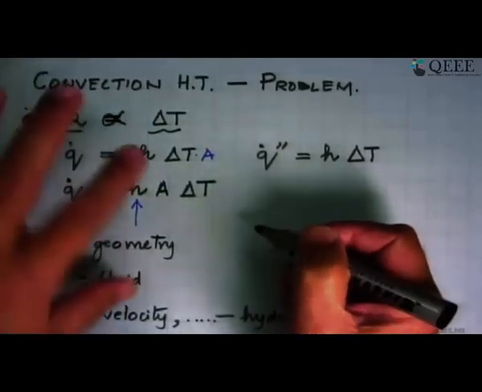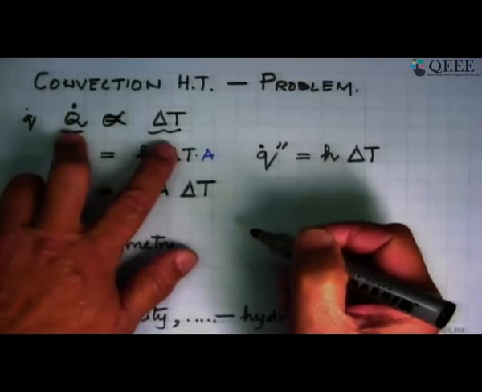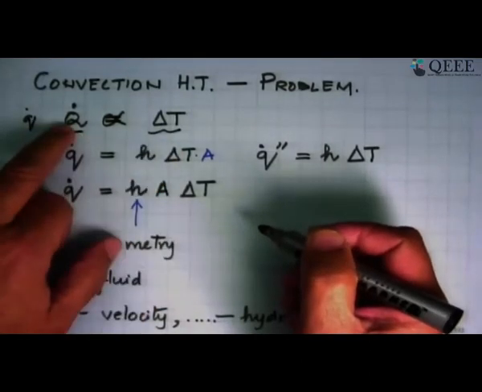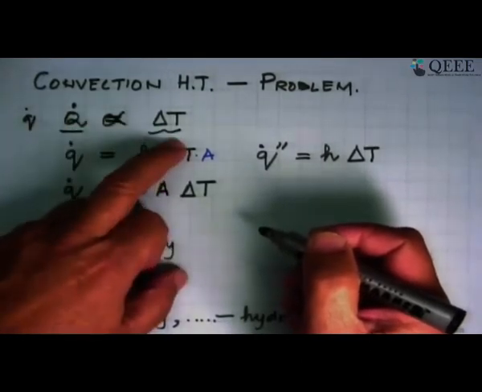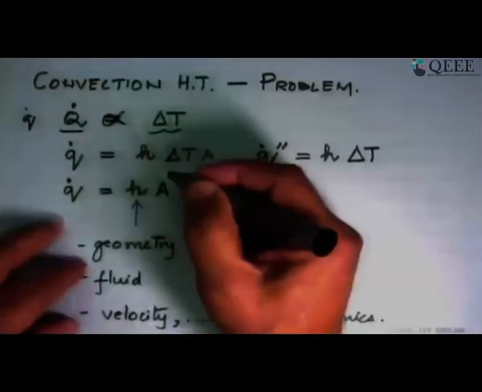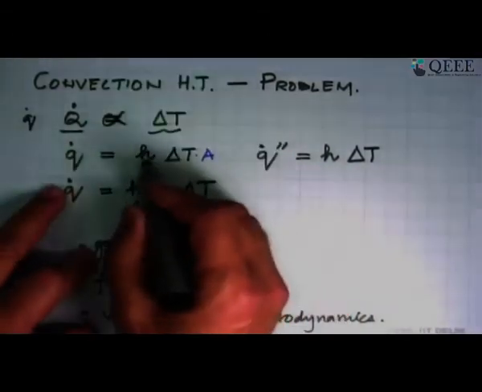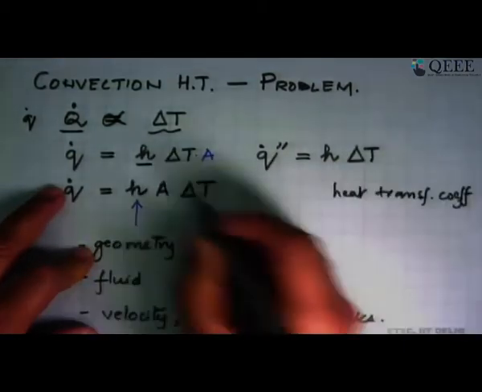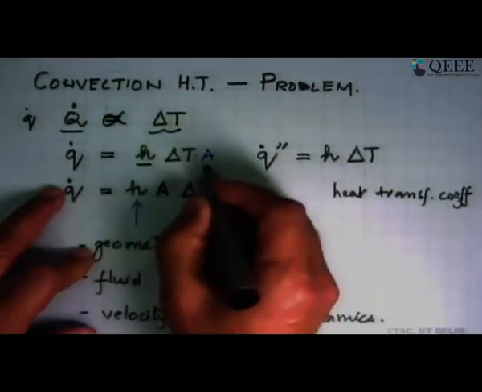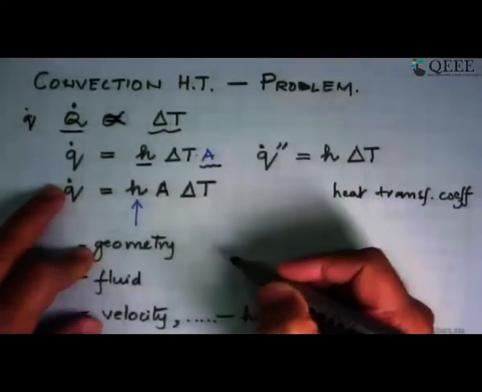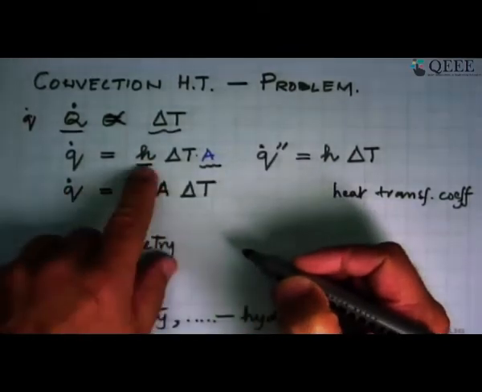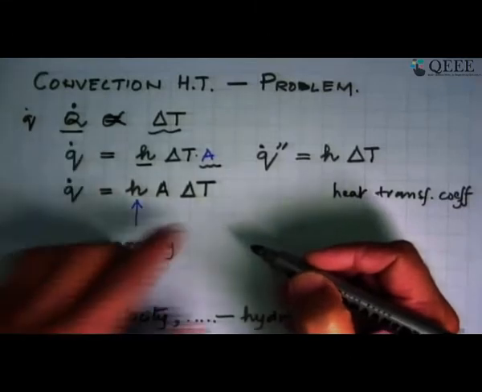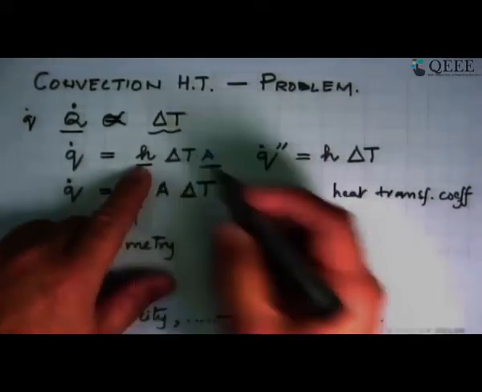And these two are connected by Newton's law of cooling, which says that the rate of heat transfer is proportional to the temperature difference between the surface and the fluid. We convert that into an equality by saying that Q dot is equal to h, which is a constant we call the heat transfer coefficient, multiplied by the temperature difference and a representative area over which this heat transfer is taking place, or in other words, the area on which this h is applied.